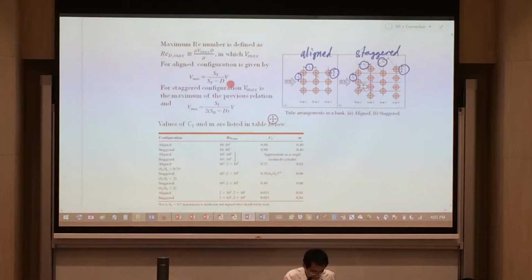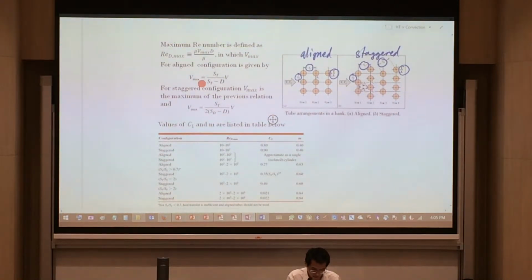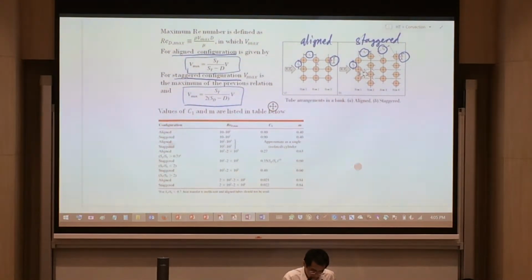So this Vmax here, depending on your configuration, you have the aligned configuration or staggered configuration. The Vmax expression respectively will be given by these. And depending on whether you are looking at aligned or staggered configuration, there are these two sets. I'm just going to put a bracket. Aligned, this one, a larger one.